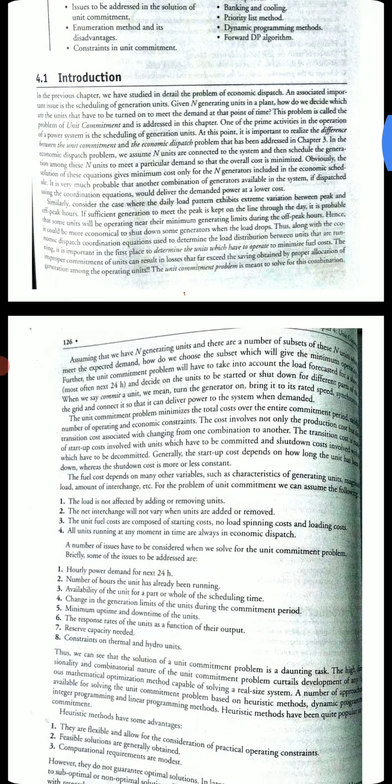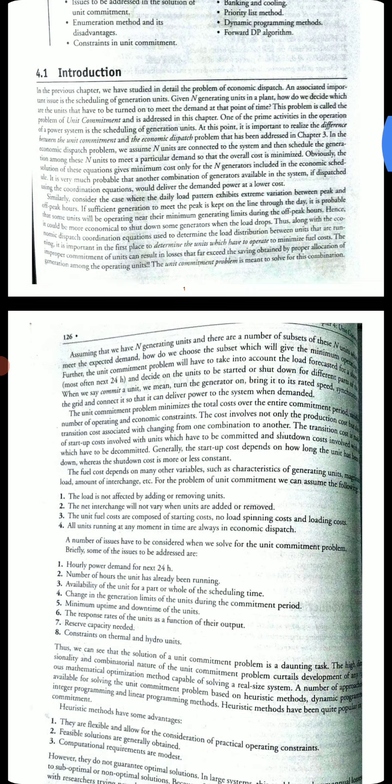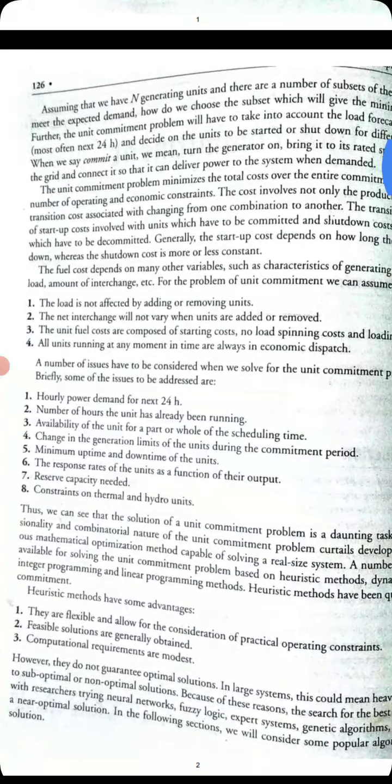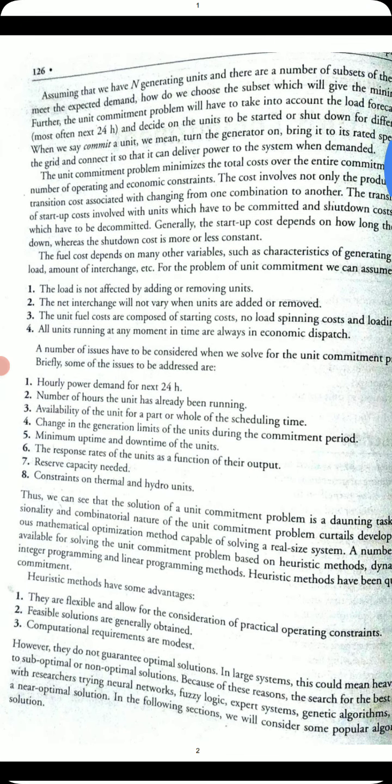Before going for unit commitment, we will see some assumptions. What are the assumptions here? The first assumption is that the load is not affected by adding or removing units. Your load is fixed; if you add or remove units, the load will not be affected. The second one is that the interchange will not vary. When two areas are there, the net interchange will not vary when units are added or removed.